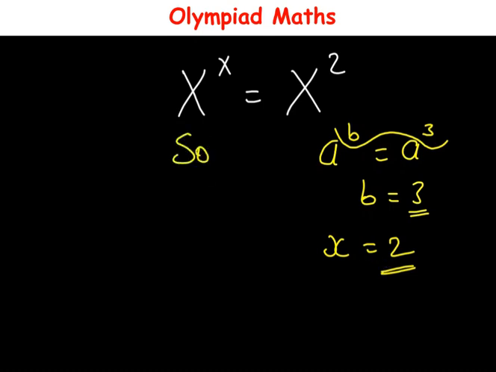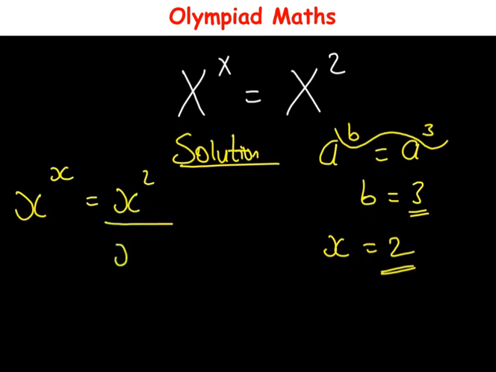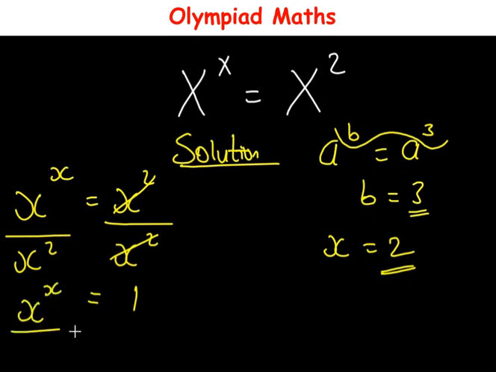Now, solution. We have x raised to power x is equal to x raised to power 2. So the first thing we're going to do is to divide both sides of the equation by x power of 2. Now on doing so, this cancels this. What we have is 1 is equal to x raised to power x over x raised to power 2.